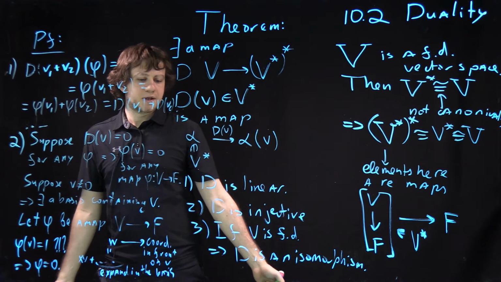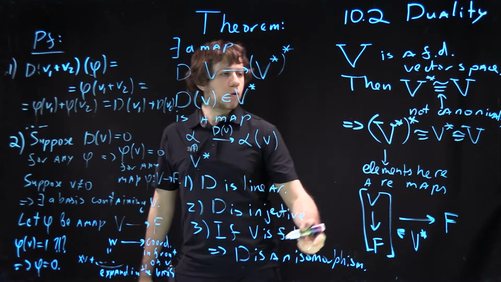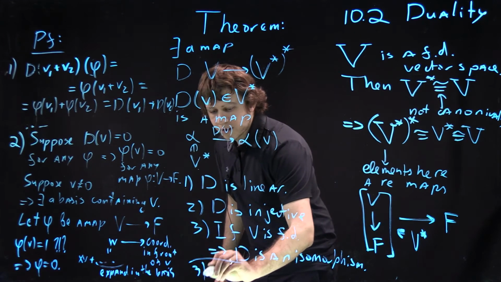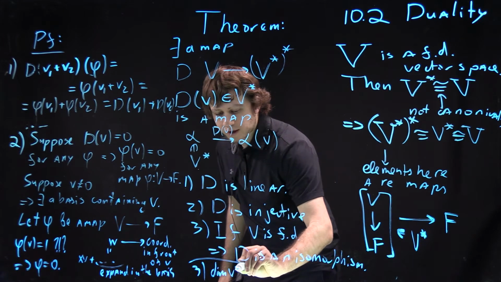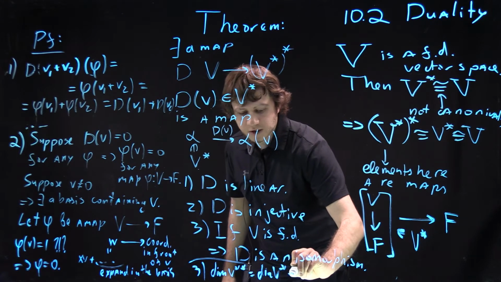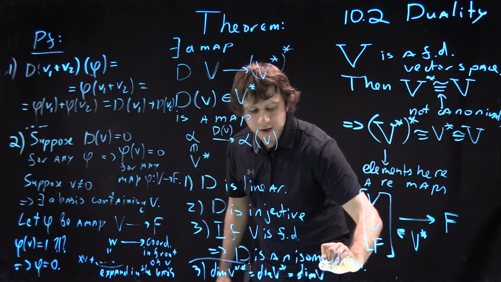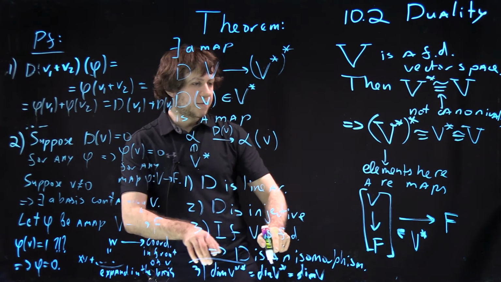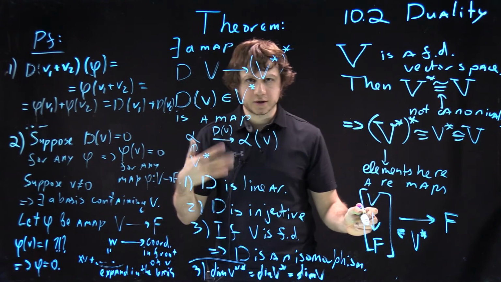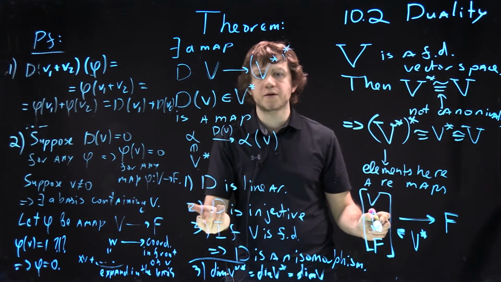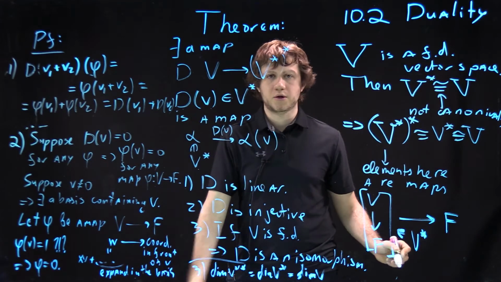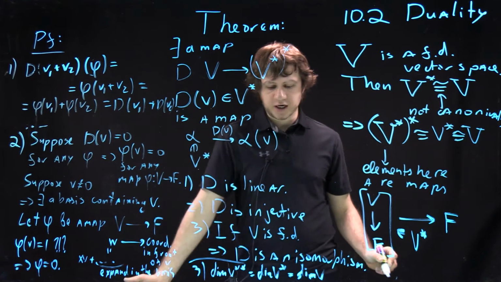And then part 3 is obvious, so let me just prove it here. We know that the dimension of V star star, as we proved last time, is the dimension of V star, which is the dimension of V. And so we have an injective map between two vector spaces of the same dimension. So the dimension of the kernel is 0, so the dimension of the image by rank-nullity is the same as the dimension of V, so the image is the whole space V. So this map is surjective.